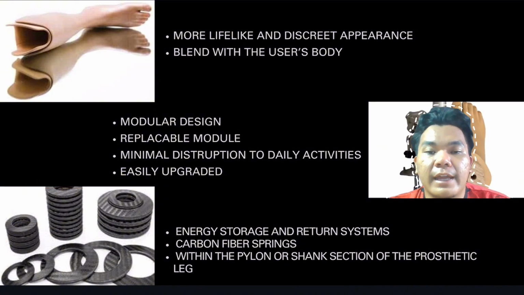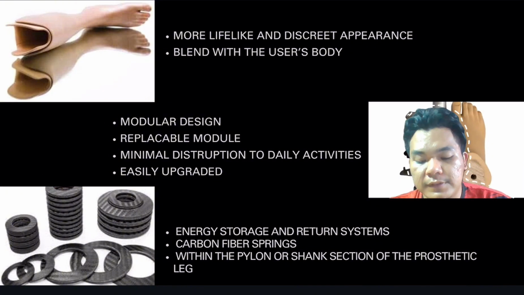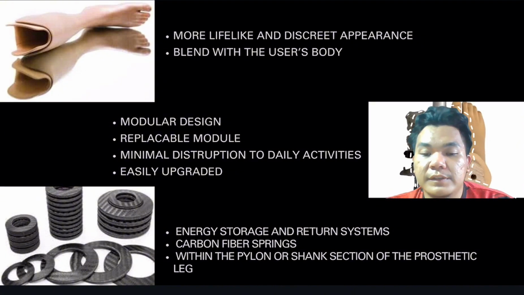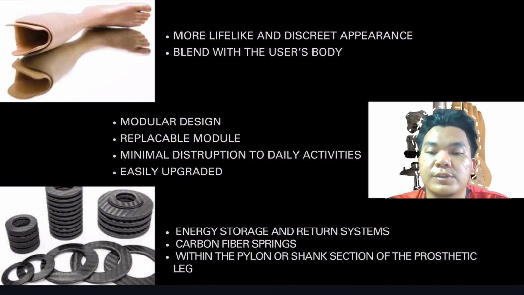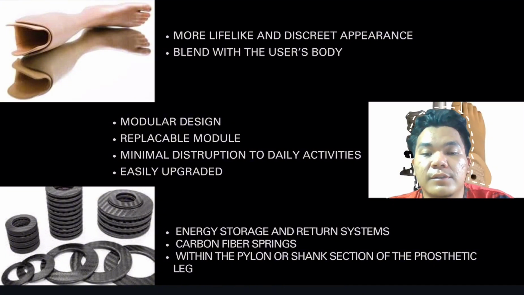Next, we can also apply an energy storage and return system in the prosthetic legs. So we can use carbon fiber springs, and they will be installed in the pylon or the shank of the prosthetic legs to further enhance overall shock absorption and energy return throughout the gait cycle.